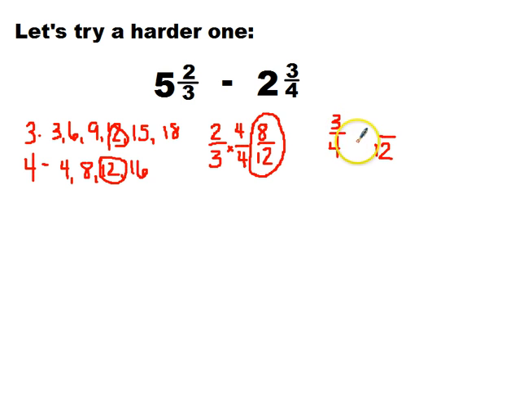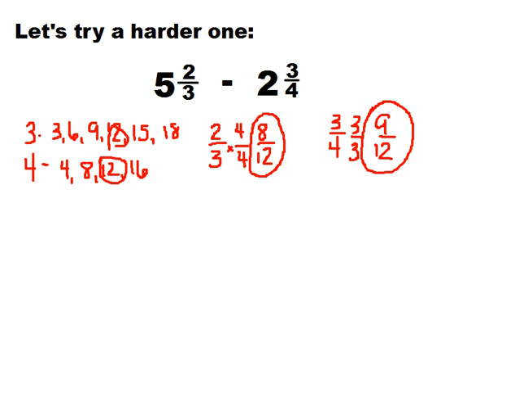Now, 12 divided by 4 is 3. Do it to the bottom, do it to the top. 3 times 3 is 9. So I'm working with 5 and 8/12, take away 2 and 9/12.